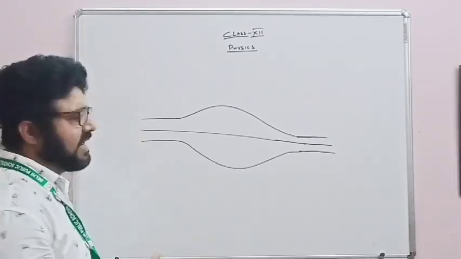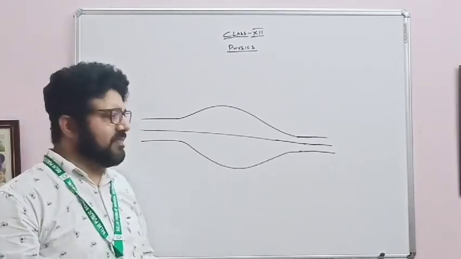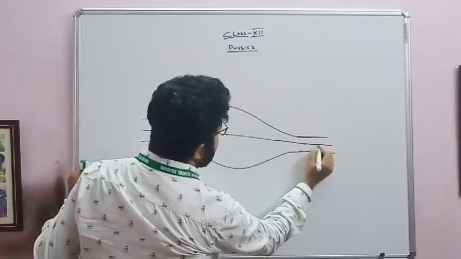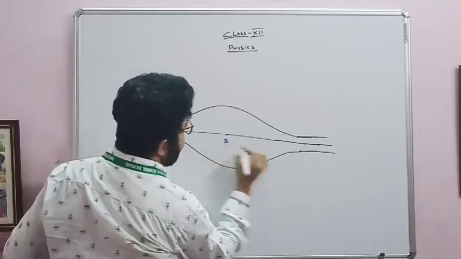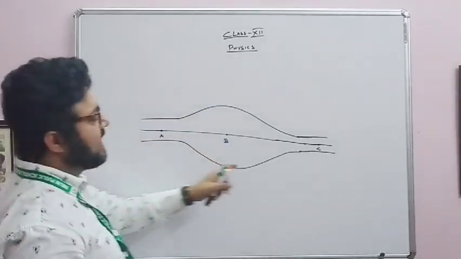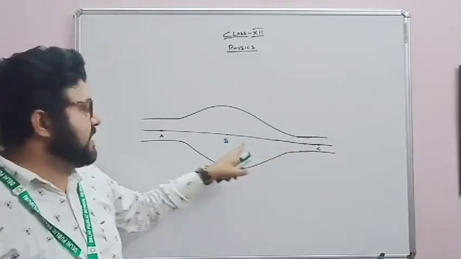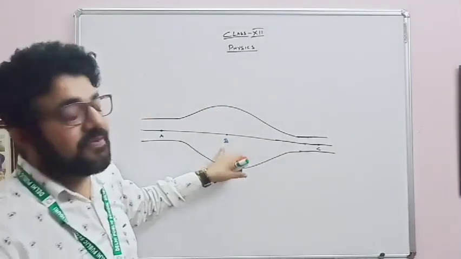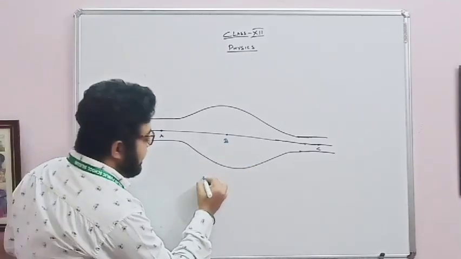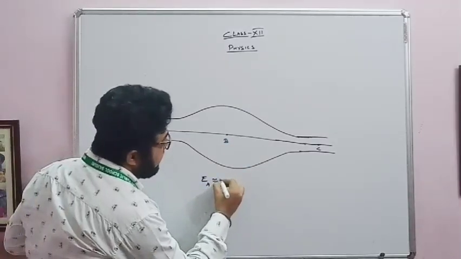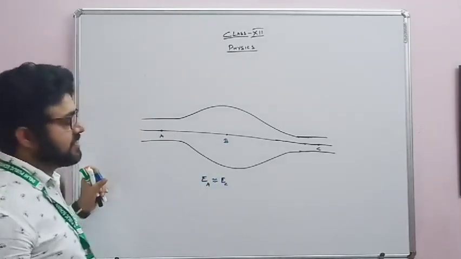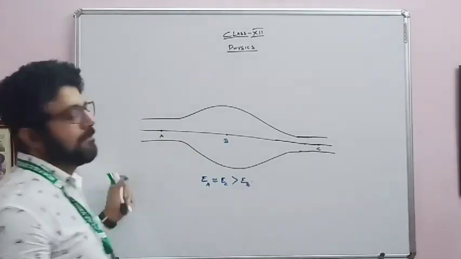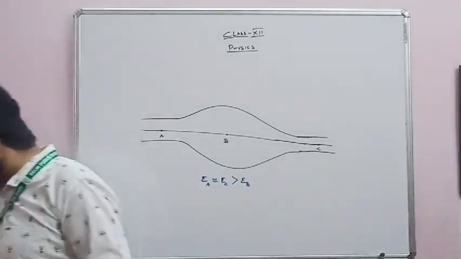On the basis of that, many 1 mark questions are even possible. Like see, if we have 3 points A, B, C. A and C are nearly the same type, but at B the separation is very large, so here the field strength is weak. So we can say electric field at A is nearly equal to electric field at C, which is greater than electric field at B.